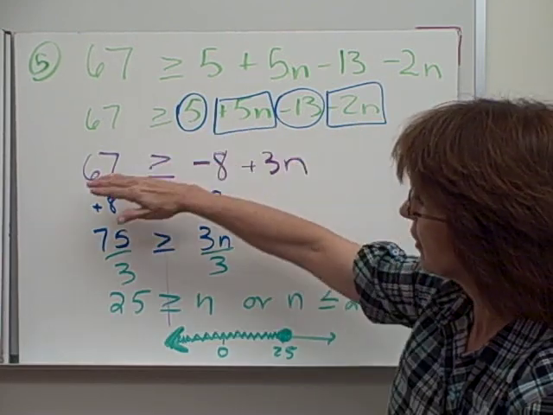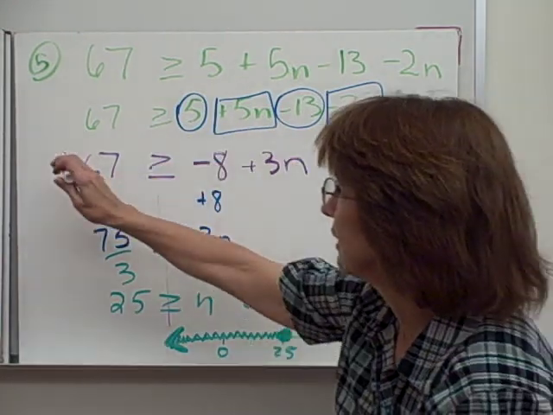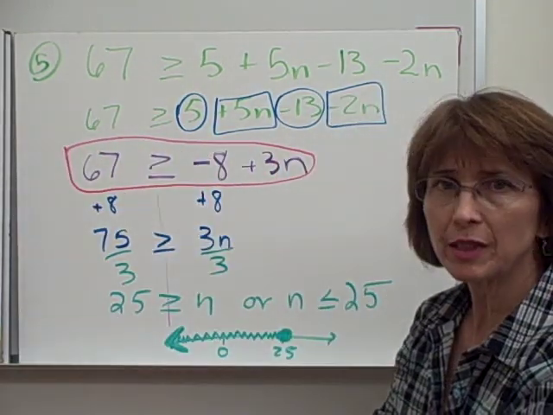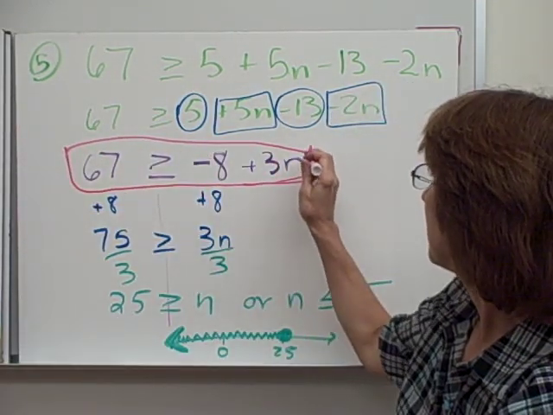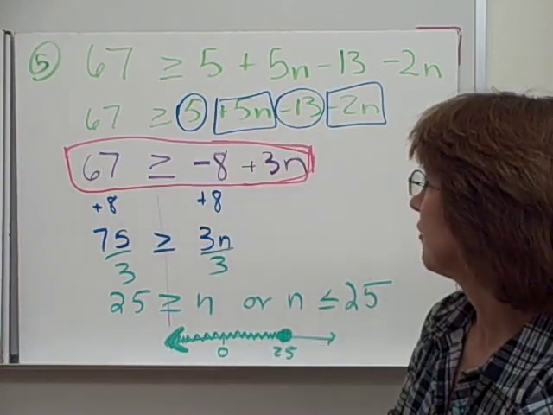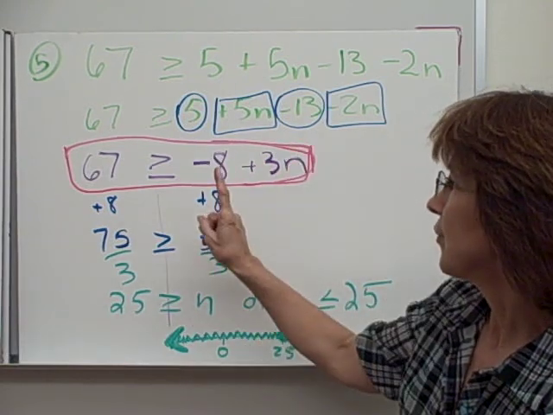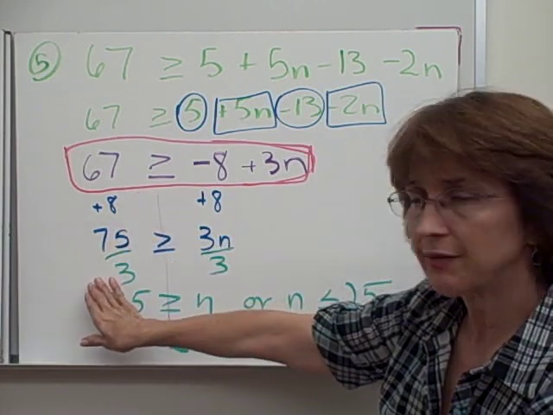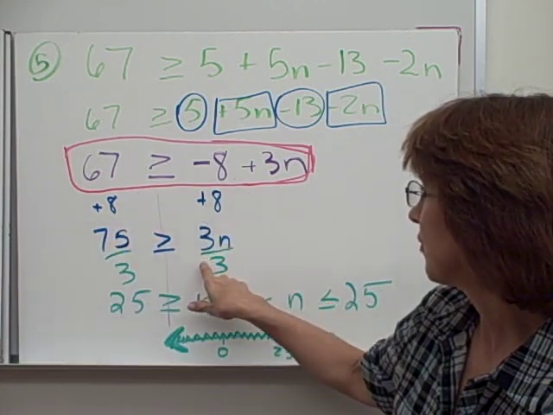So now we have right here what we're really trying to solve. Hopefully it looks a little bit like a regular equation that we've been solving, a two-step equation. So the first step is to add 8 to both sides. We see that 67 plus 8 is 75, and that will bring us down to the 3n.